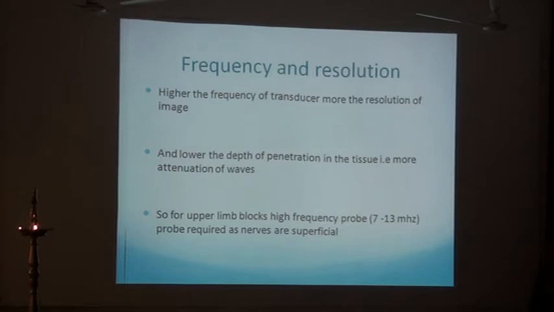So for upper limb blocks, where the nerves are very superficial, we require a high frequency probe, which gives us better resolution, and we do not require much depth. So we use a probe frequency of 7 to 13 megahertz. And similarly for lower limb blocks, which have more fat and muscle, we require a low frequency probe so that we can get the depth of penetration.